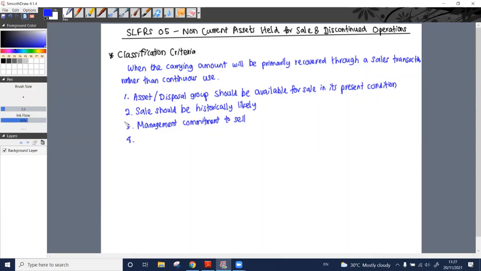The fourth criteria: change of the plan to sell should be unlikely. We cannot be in a situation where we might sell or might not sell, with that kind of hesitation. The intention to sell must be there. Definitely we are going to sell this, if a buyer comes at this price. That intention should be there. If there is a decision that could go either way regarding some asset, then such an asset also we cannot recognize as a non-current asset held for sale.